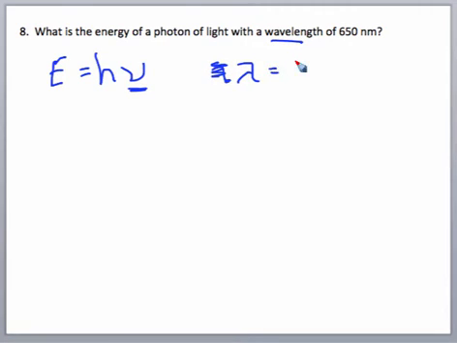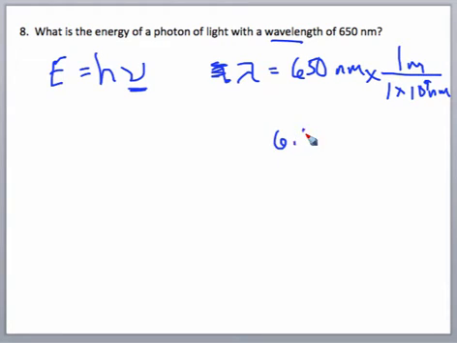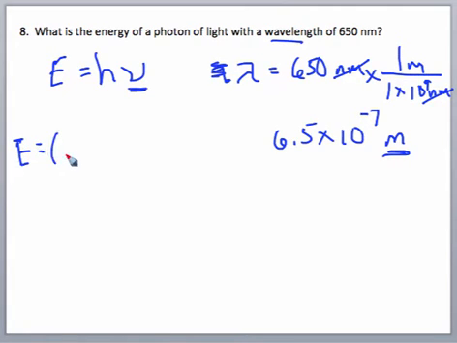So wavelength is equal to 650 nanometers. Now the conversion is 1 times 10 to the 9th nanometers for every meter, and if you do that math, you're going to get 6.5 times 10 to the negative 7th meters. Nanometers cancels, and we have meters. Remember, we need all distances for wavelength in meters. So then energy is going to be equal to h, which is a constant. That's on your equation sheet.